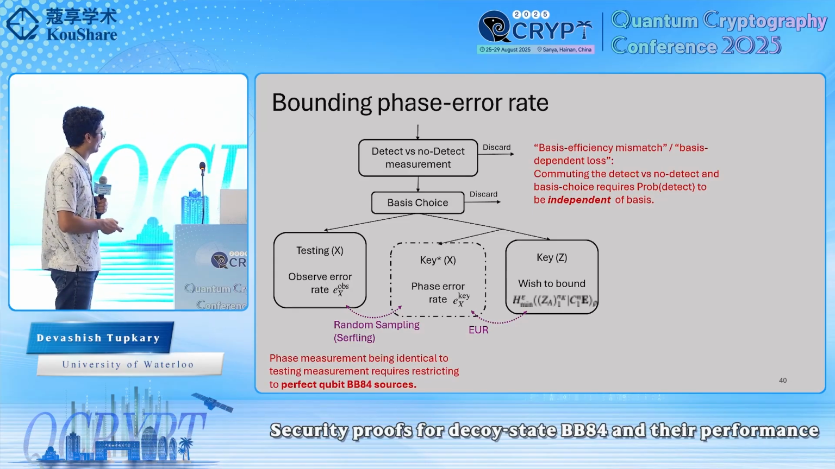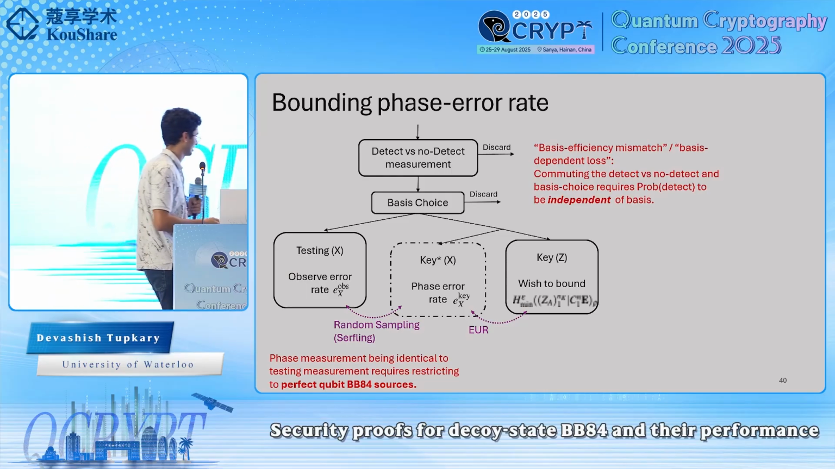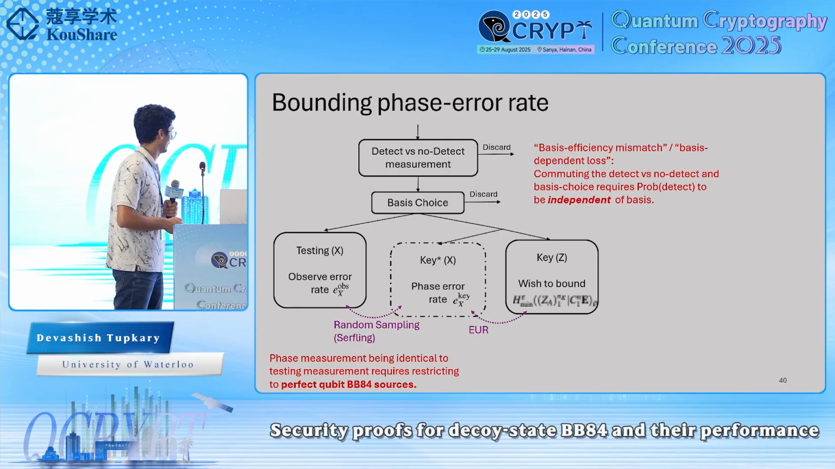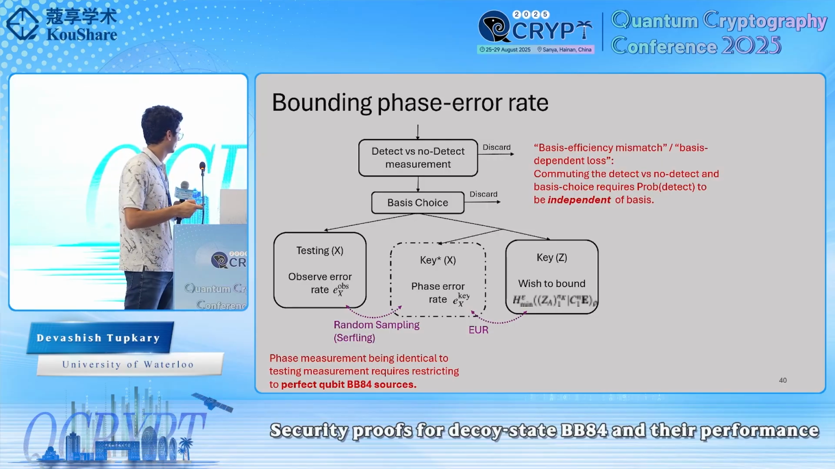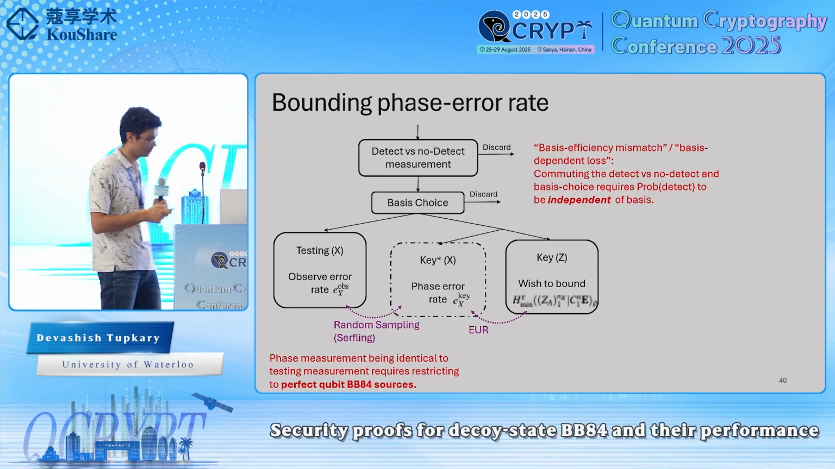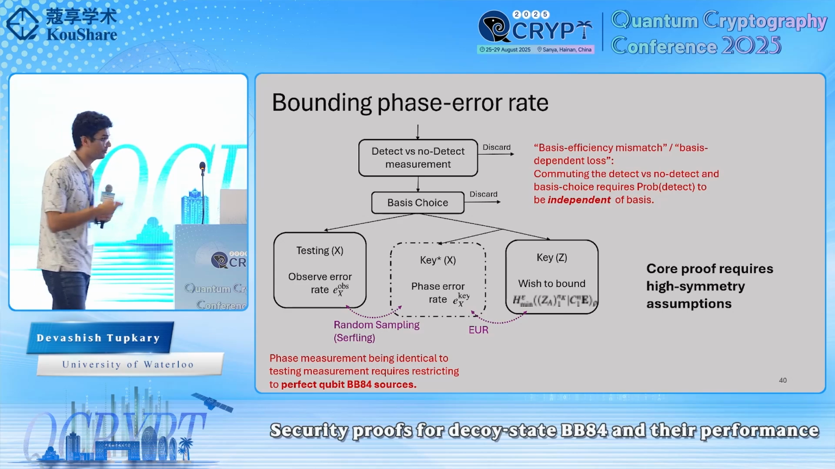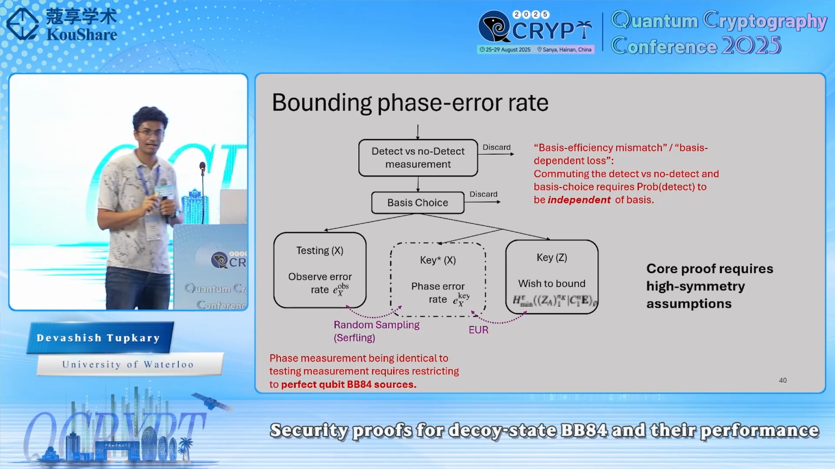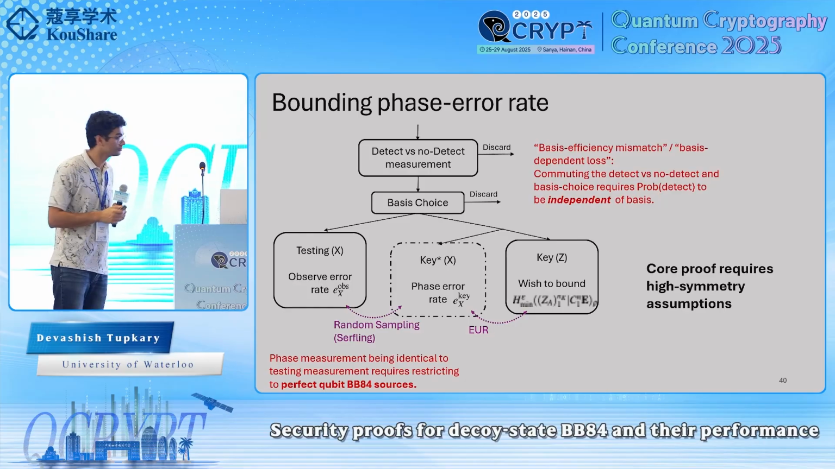Similarly, having the same measurement in the testing rounds as the phase measurement in your protocol also requires restricting your analysis to perfect qubit BB84 sources, which is also a strong assumption. And the point I'm trying to make is that the core proof technique here does require some high symmetry assumptions.